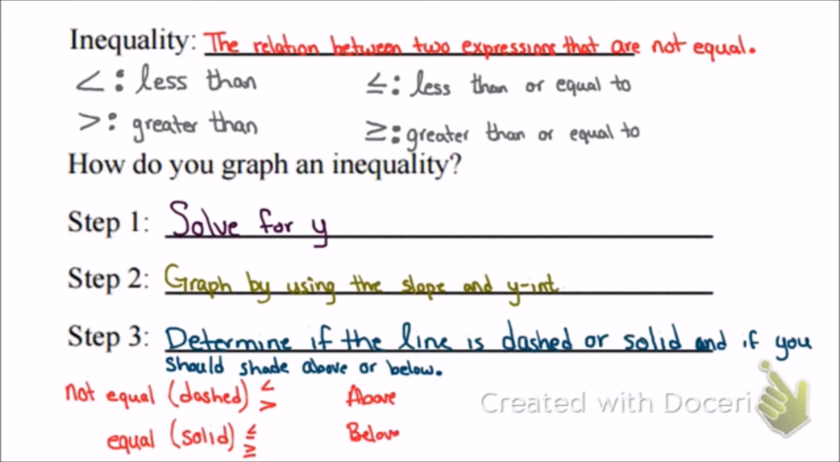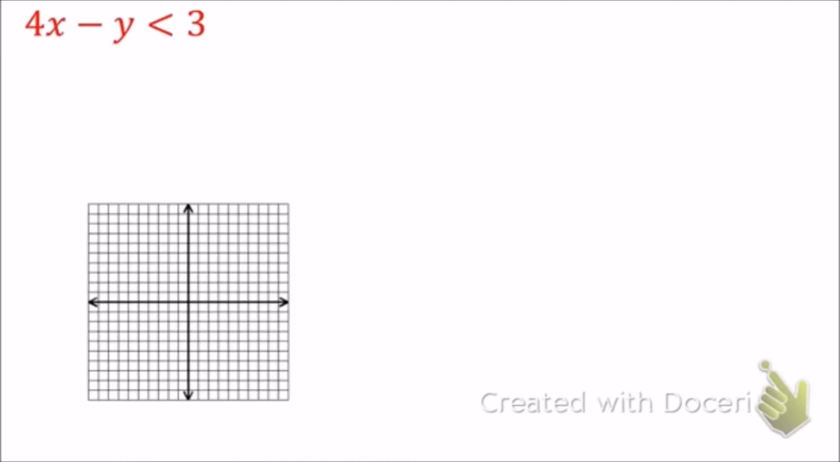So, above means that we are greater, so we're going to use the greater than sign, or of course we can also have the greater than or equal to sign, and below is where you're going to use the less than or the less than or equal to sign. Okay, so let's begin our problem.